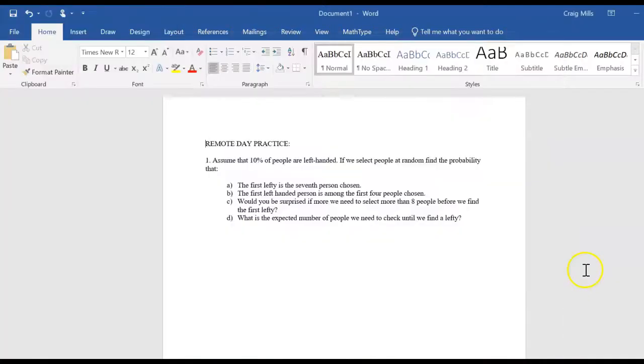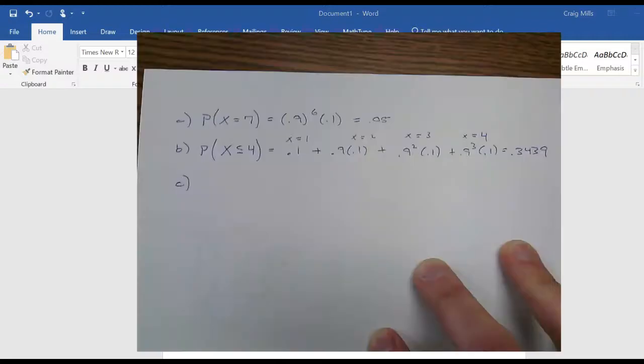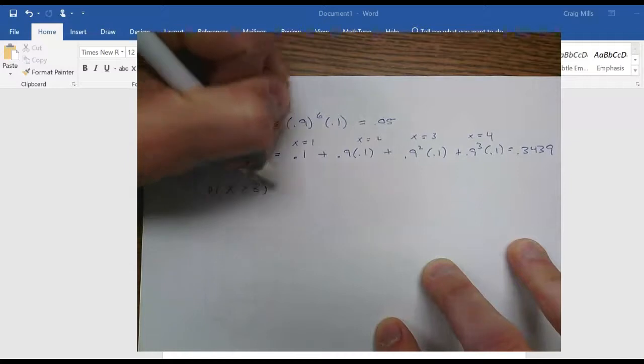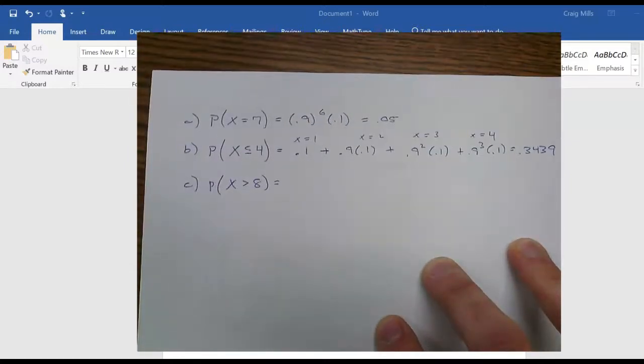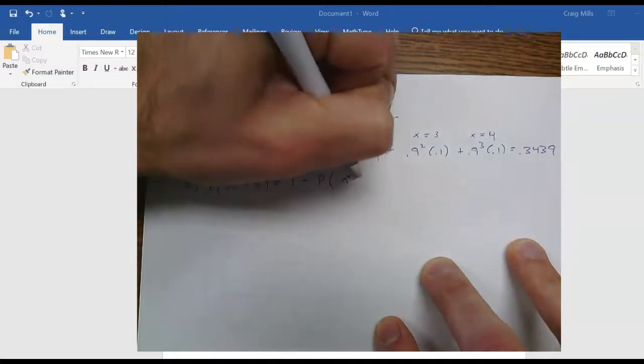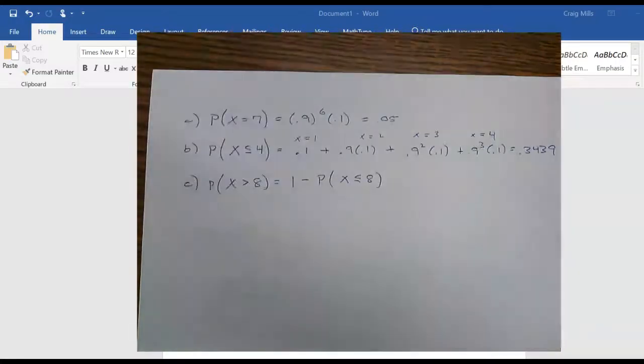Moving on to part C. Would you be surprised if we need to select more than 8 people before we find the first lefty? I think I did not type this correctly. So what's the probability the first success happens after the 8th person? Well, this means it could happen on the 9th, 10th, 11th, 12th, 13th, 14th, etc. I can't calculate all those probabilities, so I have to use the idea of the complement here. So I need to subtract away the probability that the first success happens within the first 8 people.